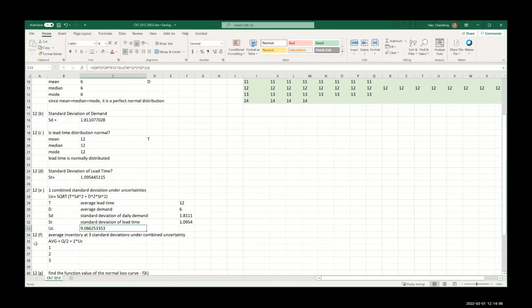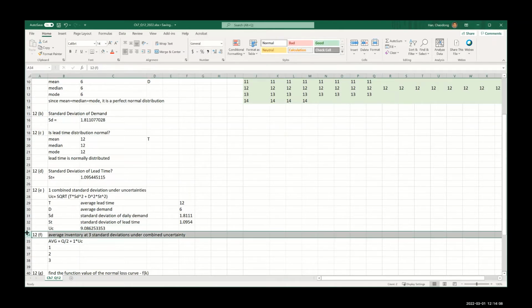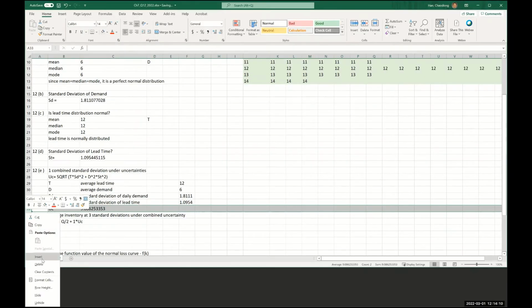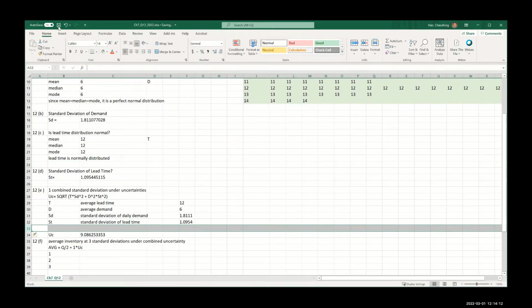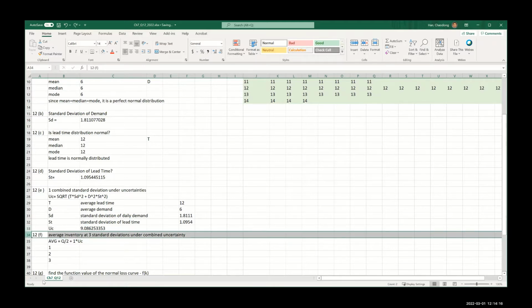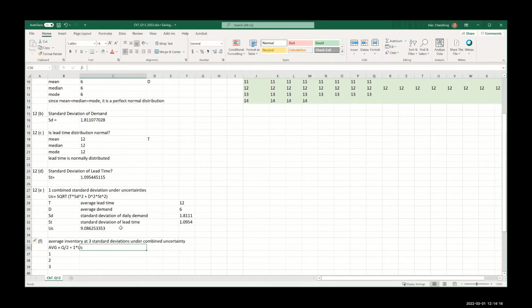Let me add a row as a space. Oh, sorry, the other way, here. So this is pretty much like 909 units under one combined standard deviation.